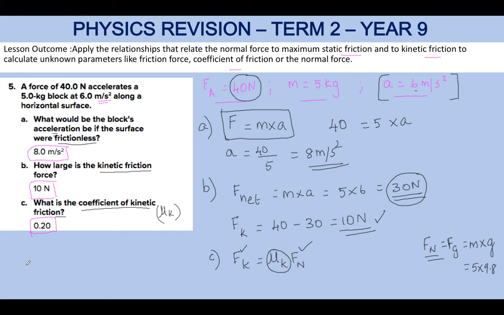So I'll use it here. Mu k equals Fk upon Fn, equals 10 upon 5 times 9.8. Fn I have taken from here, Fk I have taken from here. So you get 0.20. If you round it off, that would be the answer that's given here. So we found all three.